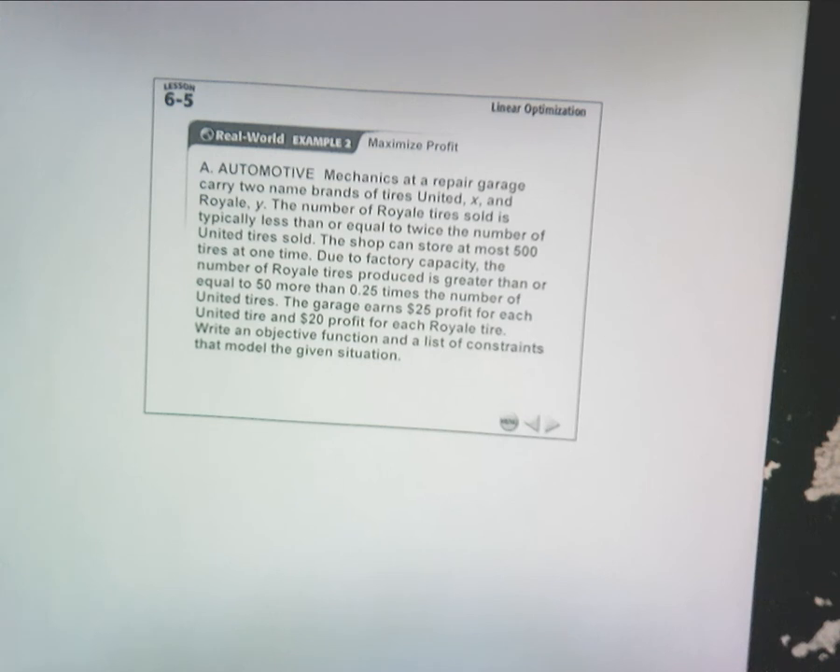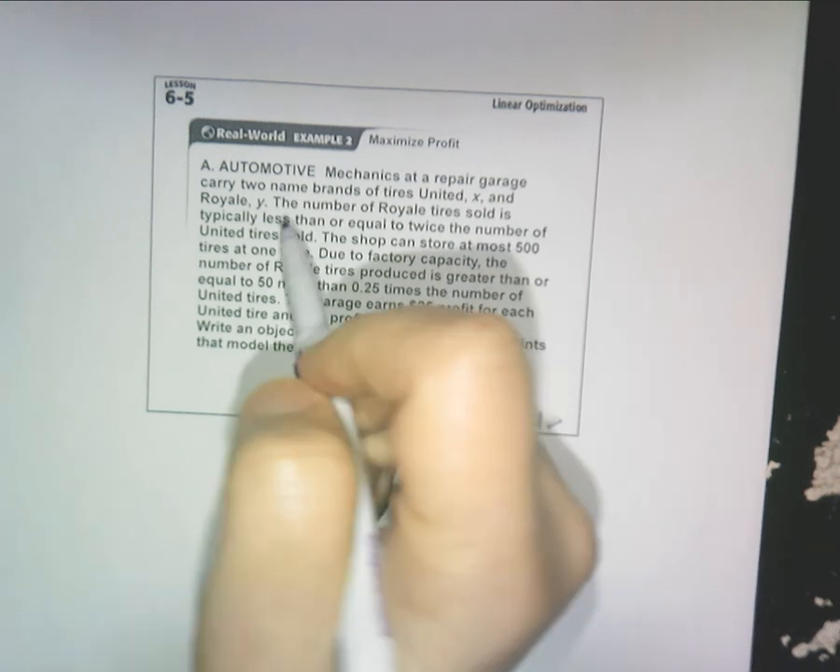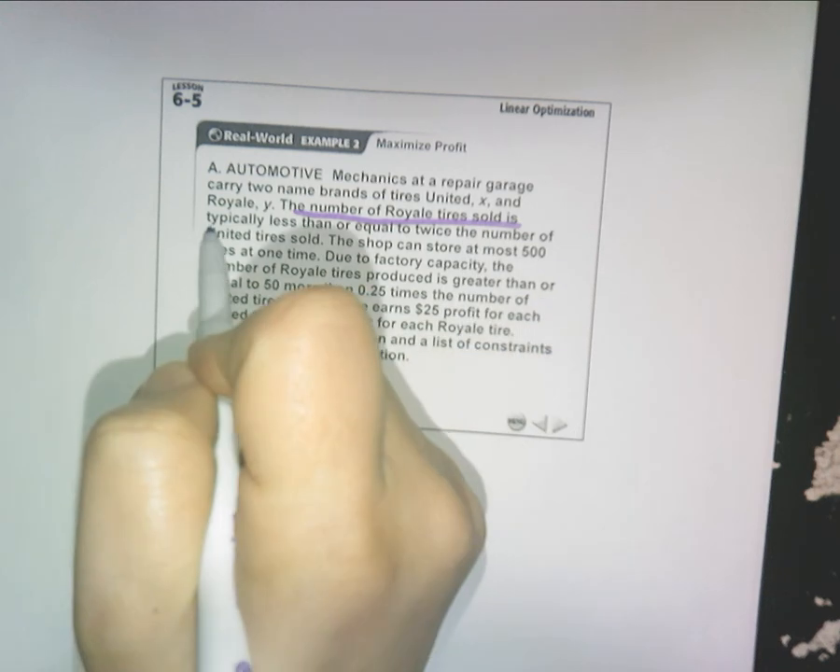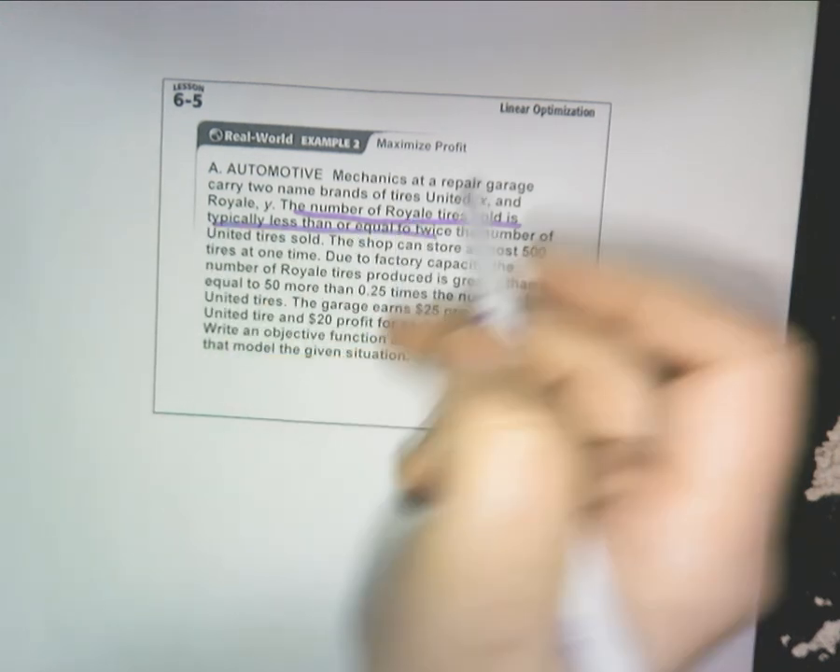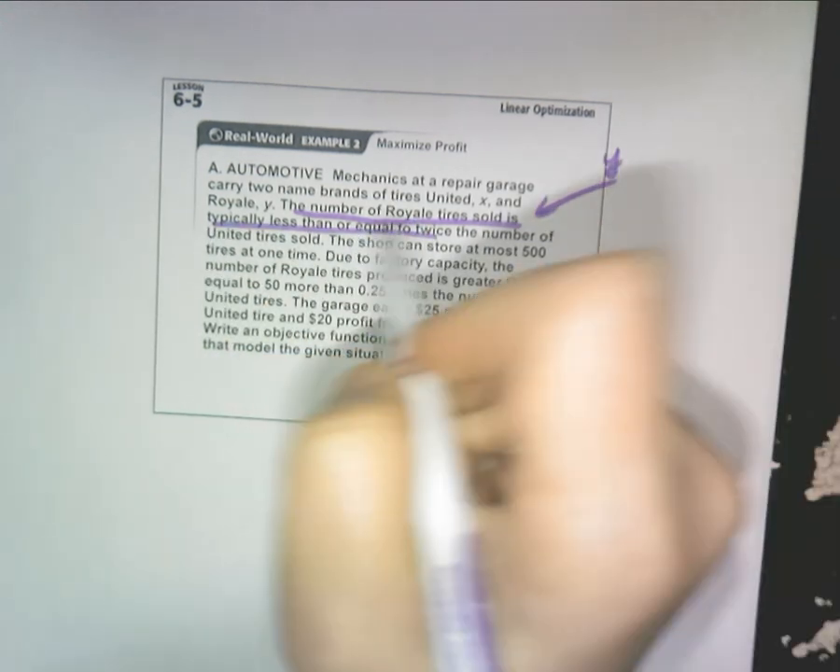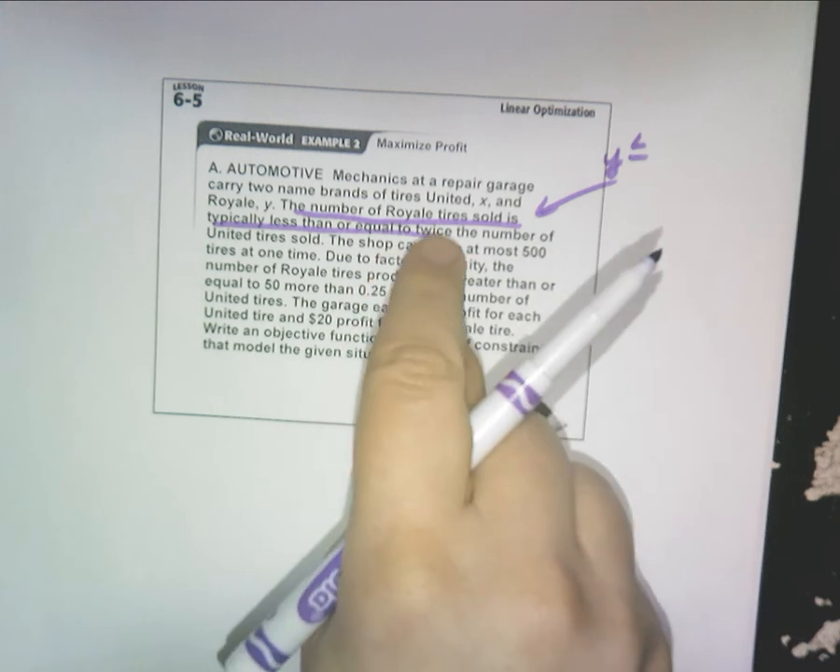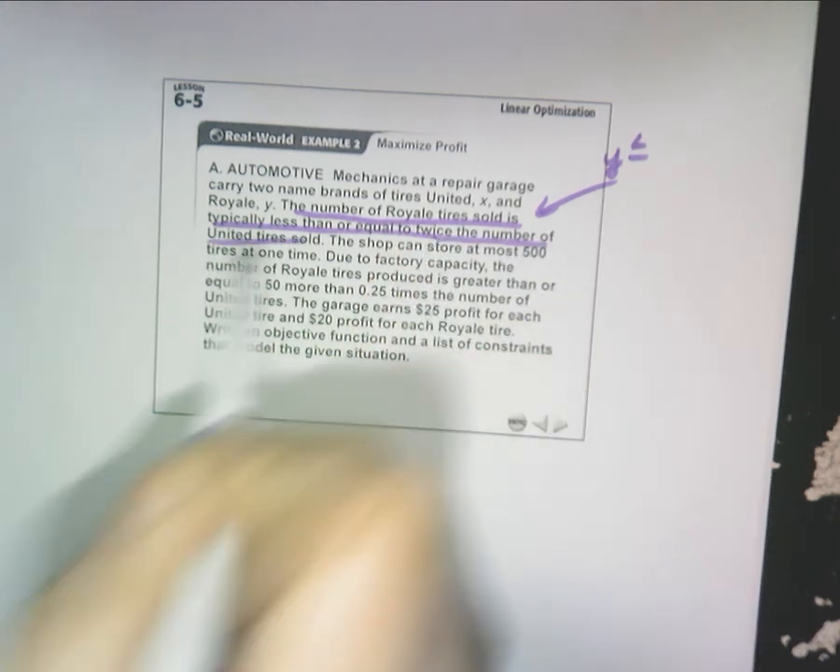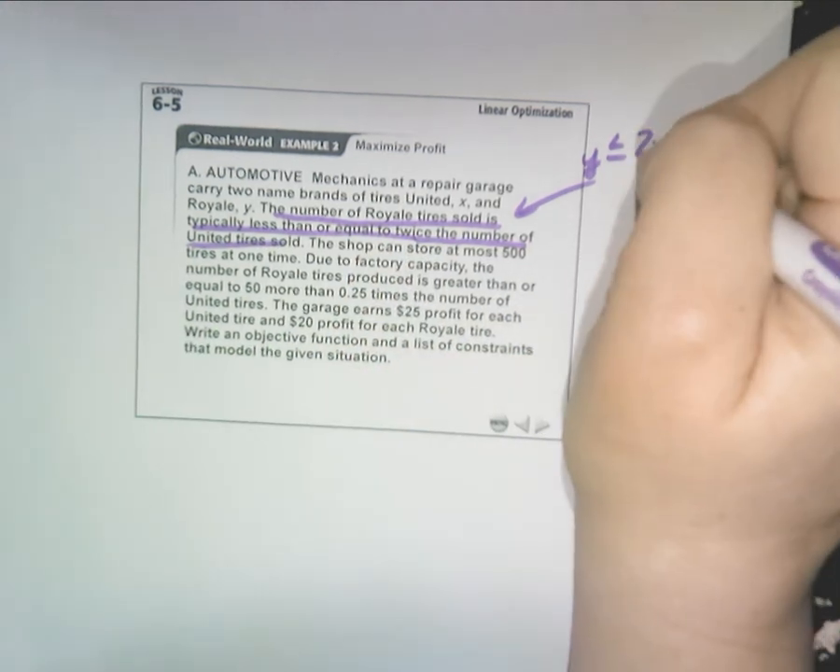All right, so this says, mechanics at a repair garage carry two name brands of tires, United X and Royale Y. The number of Royale tires sold is typically less than or equal to twice the number of United tires. Right there, what does that sound like to you all? An equation. Let's write it then. Royale is Y, less than or equal to twice the number of United. How do I write that? Beautiful. You just found one of your constraints.